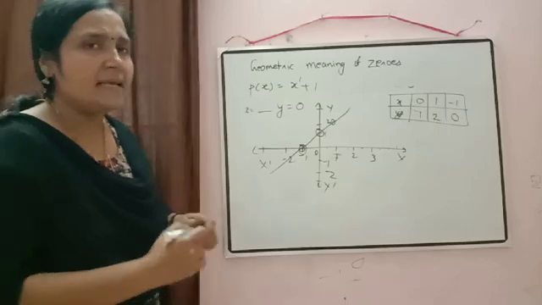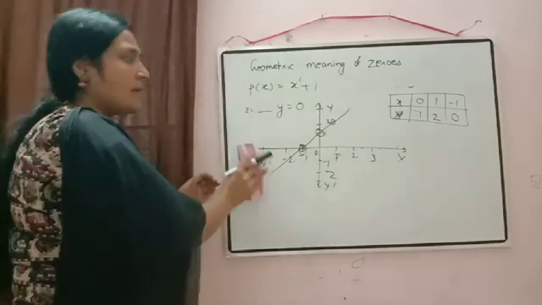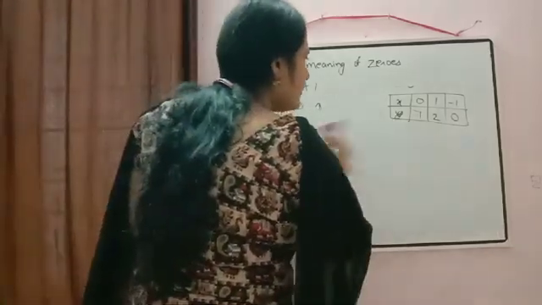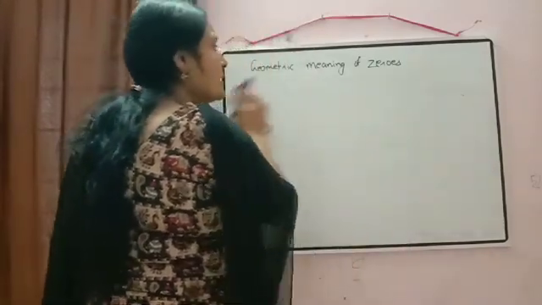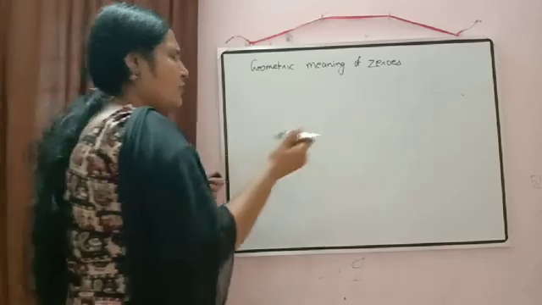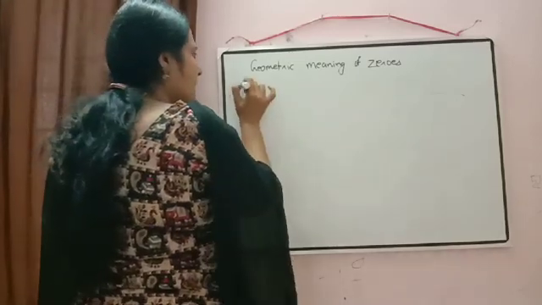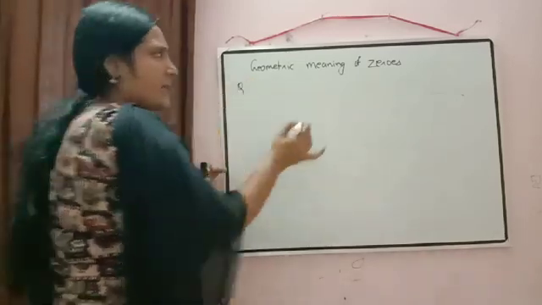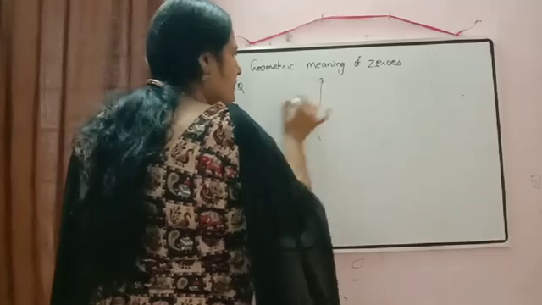So by seeing the graph, you can calculate the number of zeros. How will we calculate the number of zeros? However many times the graph of the line or whatever polynomial intersects the x-axis, that will be the number of zeros.